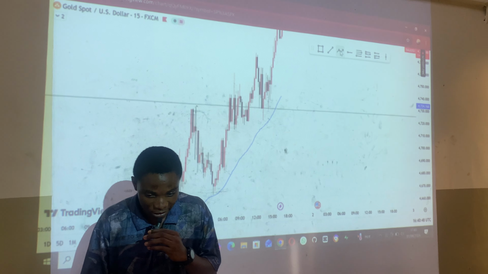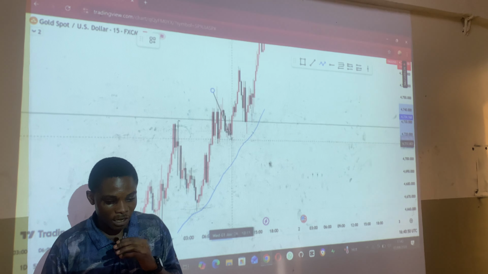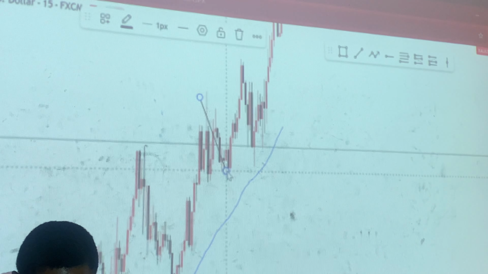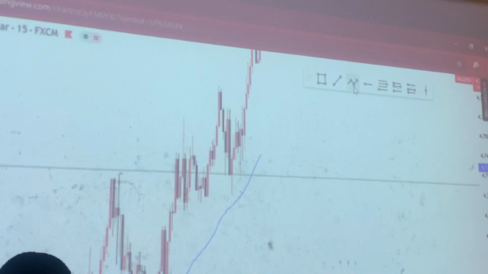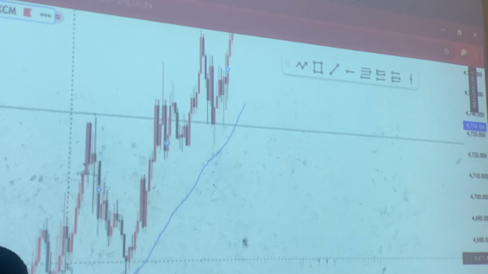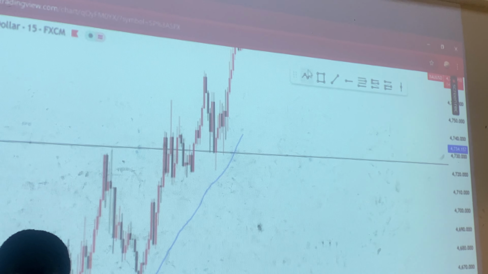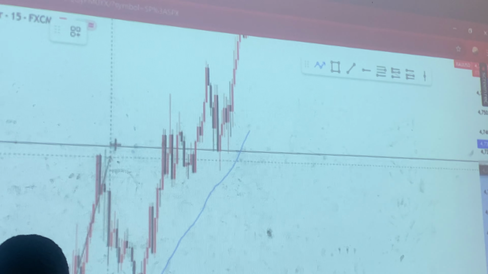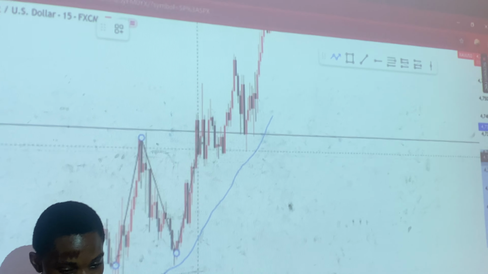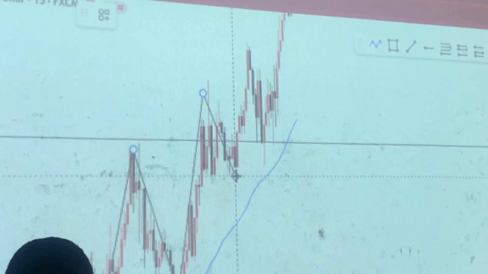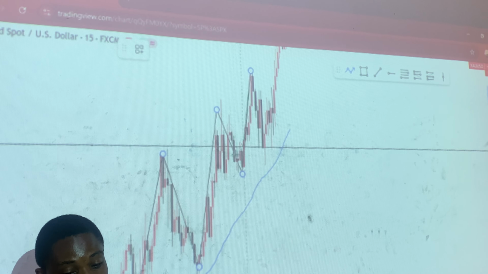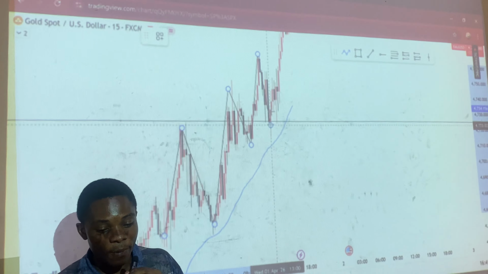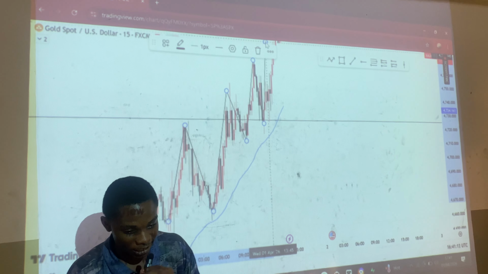If you look closely, the move we saw on the 1 hour time frame, this is how it looks like. We are now in a lower time frame. It was moving in an uptrend. Higher high, higher lows, higher highs, higher lows. So we just wait for what? The pullback, then we join the buy. As simple as that.